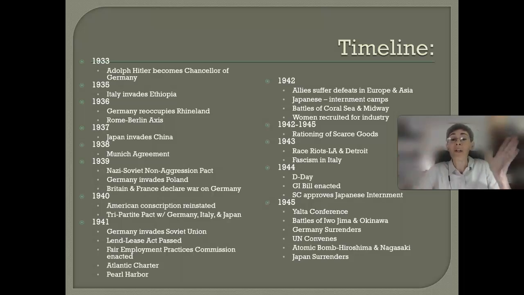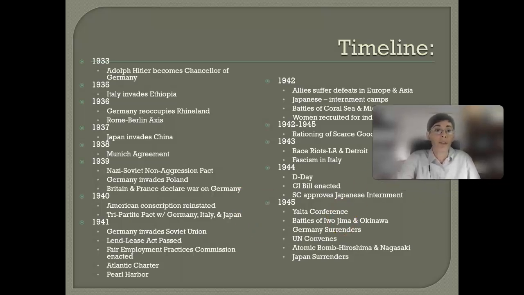But Germany is still kicking butt and taking names. The tide isn't going to change until D-Day in 1944. That's when the tide of the war is going to shift to favor the Allies. Hitler's going to make a huge mistake when he invades the Soviet Union in 1941. That's going to prove to be disastrous for Germany in the end. So 1944, we have D-Day. The tide of the war starts to change. By 1945, the war ends. Both Japan and Germany surrender by the end of that year.